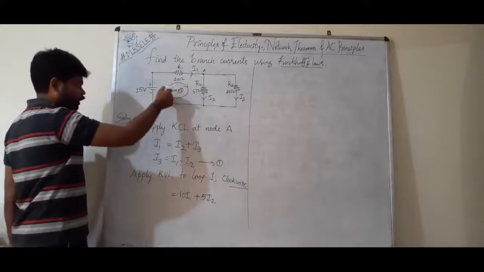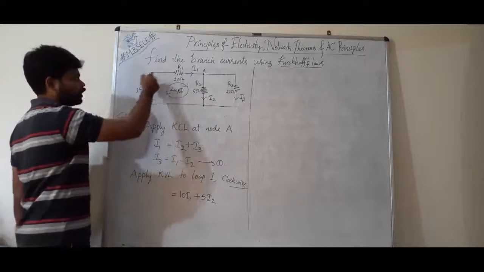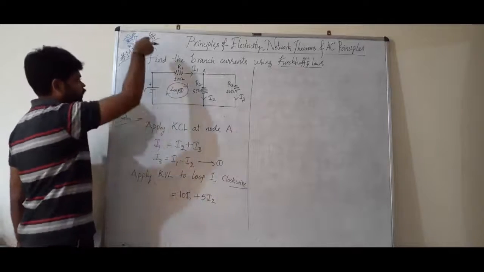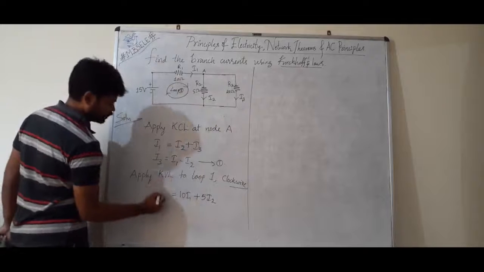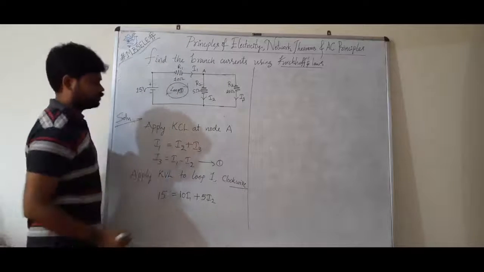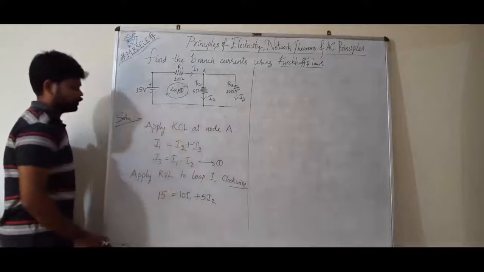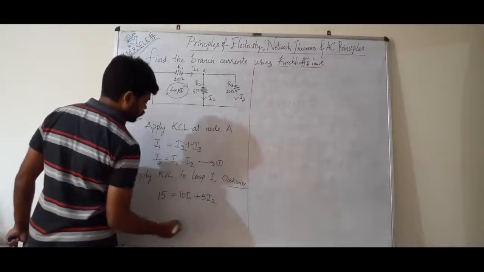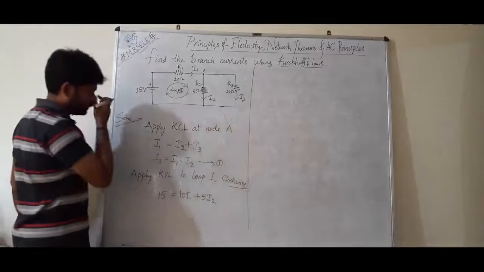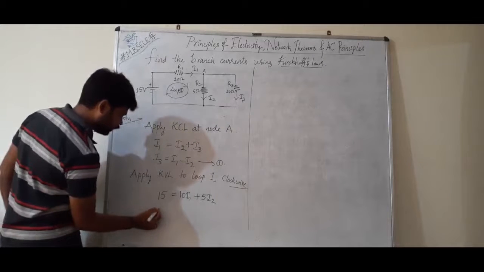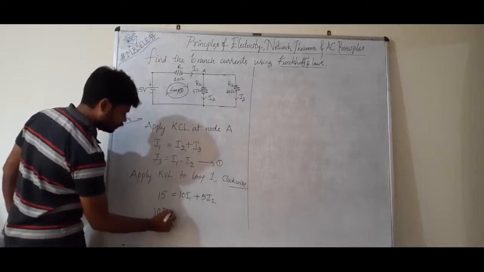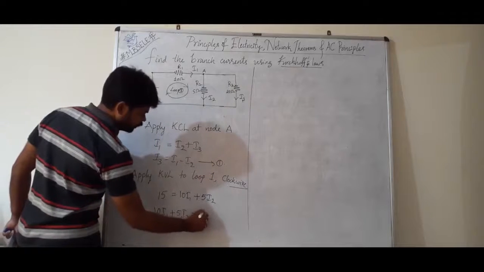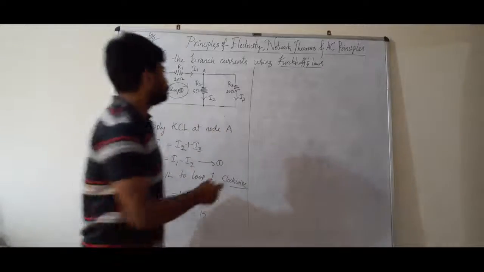Okay, continue. We have one source here in this loop. We are going from negative to positive, so it is +15. So this is one equation. Let us write it in order: 10I1 plus 5I2 is equal to 15. Okay, next.